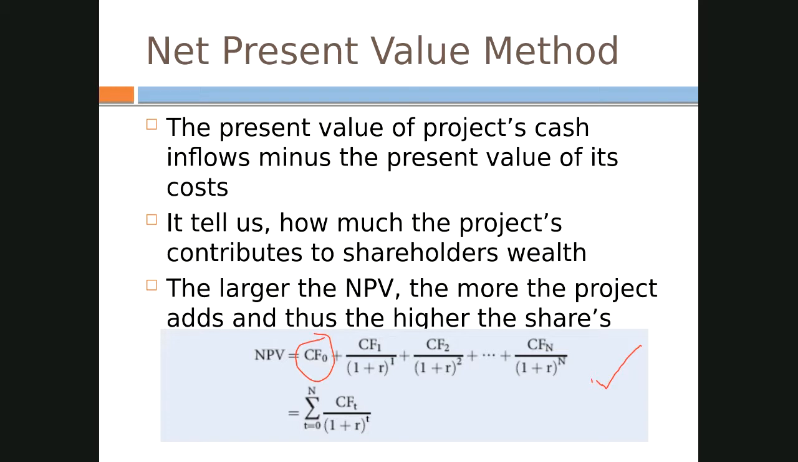As you can see, we have here the factor formula. This is the present value of 1. So we need to compute for the present value of cash flow 1, cash flow 2, cash flow n, because the cash flow 1, cash flow 2, and cash flow n all happen in the future.